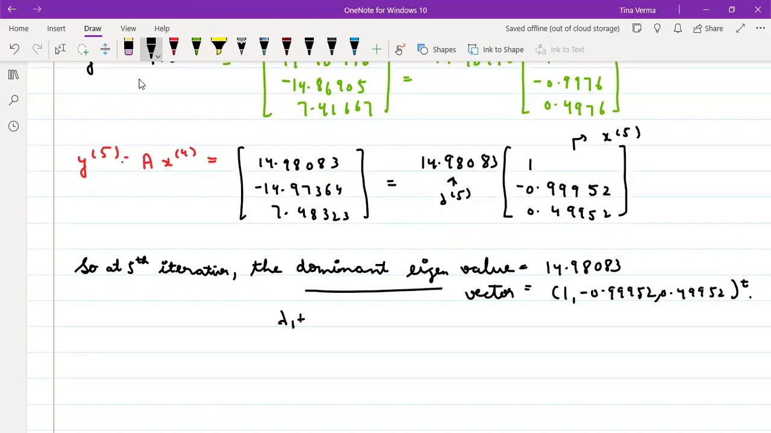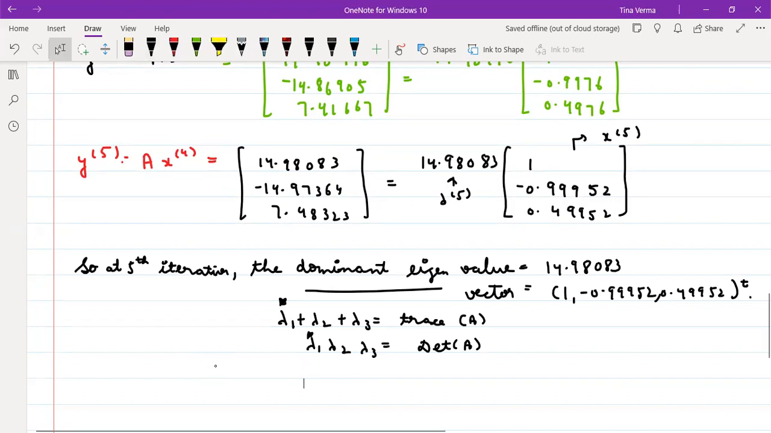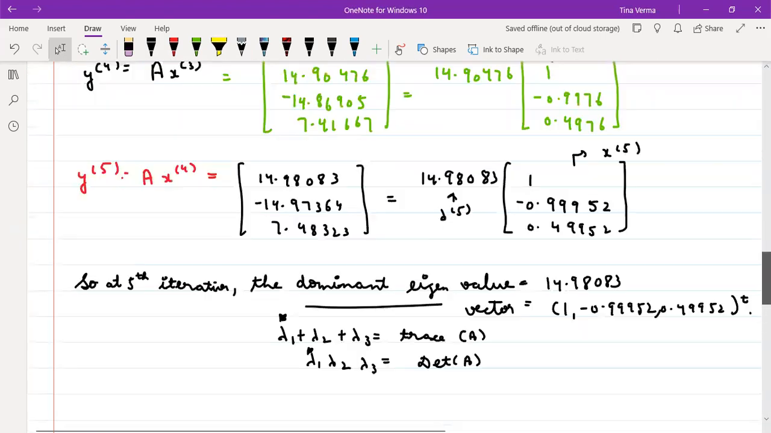You can use the fact that the sum of the eigenvalues is equal to the trace of the matrix, and the product of the eigenvalues is equal to the determinant of A. Since you know your lambda 1, you can use this property. Trace A is nothing but the sum of your diagonal elements, and the determinant you can find. So from this process, you can find the other eigenvalues as well, right? The question will be based on this; only the stopping criteria will be different.